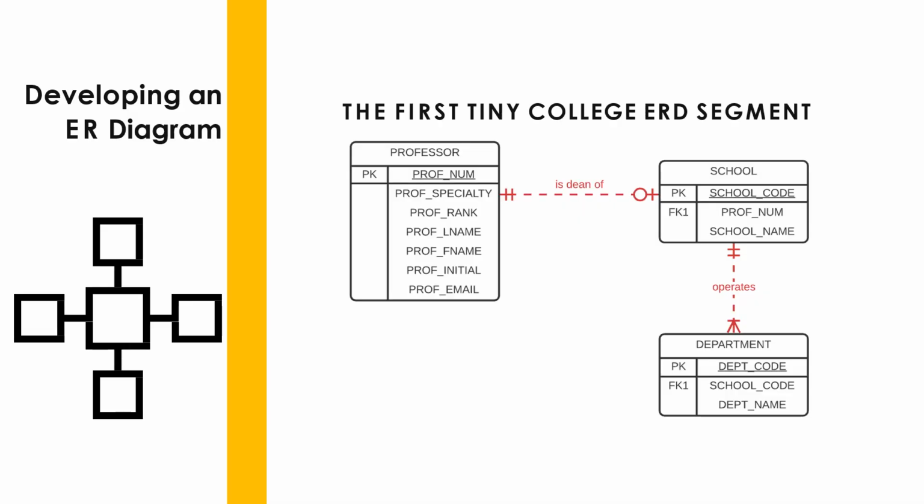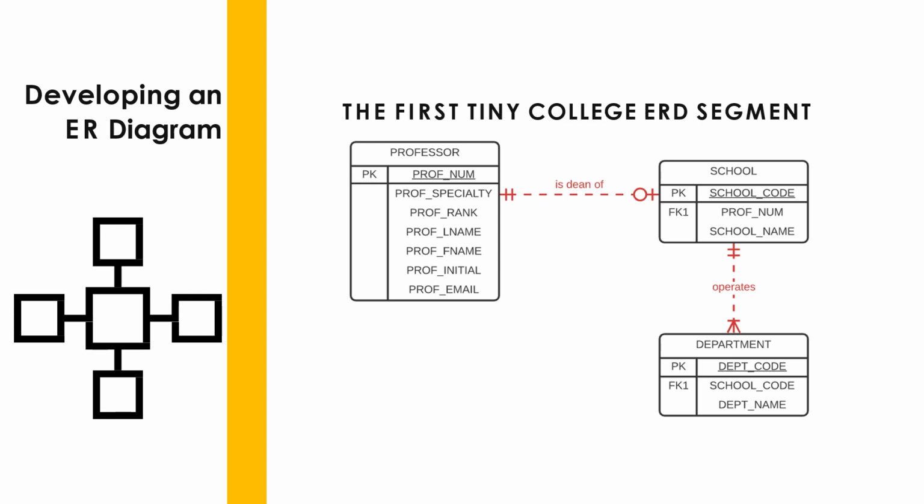In the following slides, we're going to take a look at the first Tiny College ERD segment from our reference book. In this ER diagram, we can see that we are capturing the relationship between the professor and school as dean. So you can see the professor can be a dean of one school, at most one school, but they can also be not a dean, where they are just a professor.